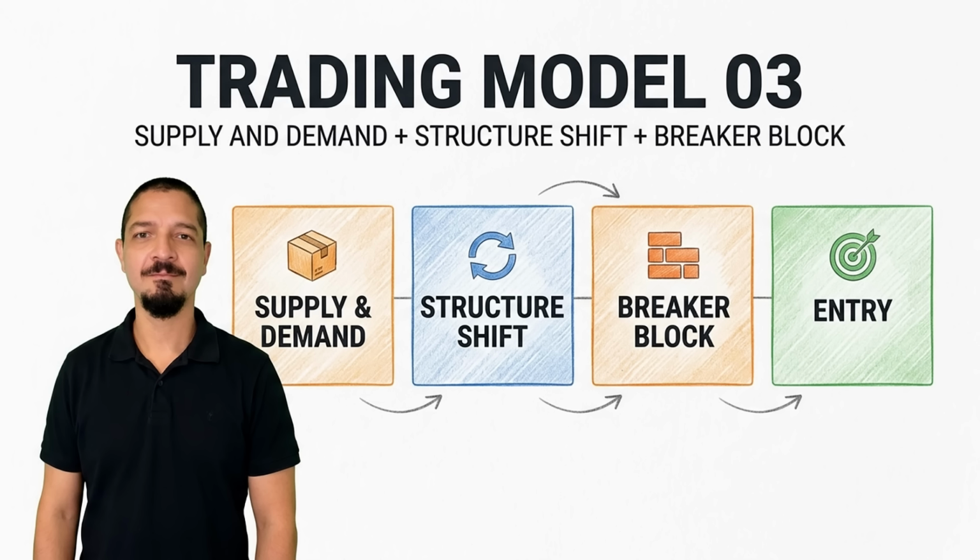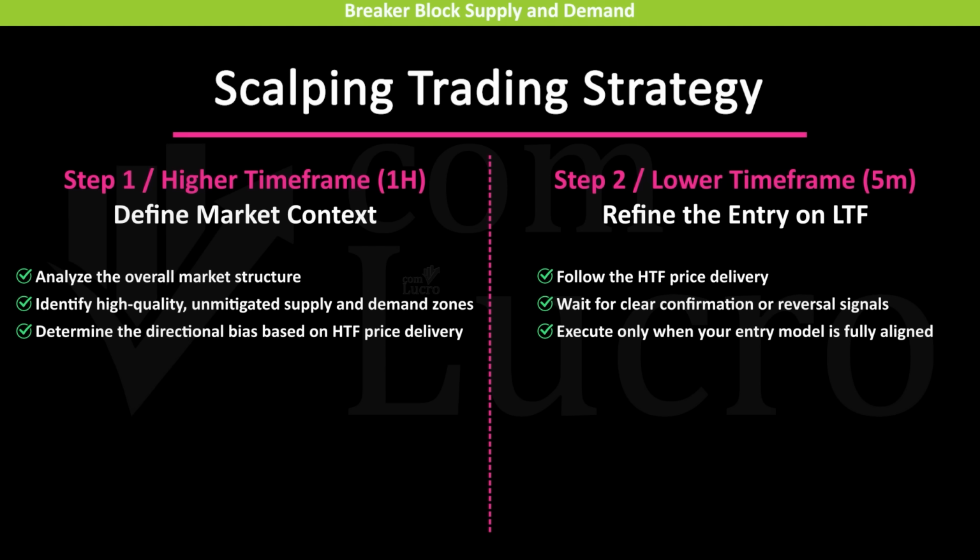However, there is another powerful way to combine higher timeframe zones with lower timeframe confirmation. Instead of relying primarily on liquidity grabs, this next model uses market structure shifts and breaker blocks to identify high-probability entries within key supply and demand areas. This setup also works with two timeframes, the 1-hour and the 5-minute charts.